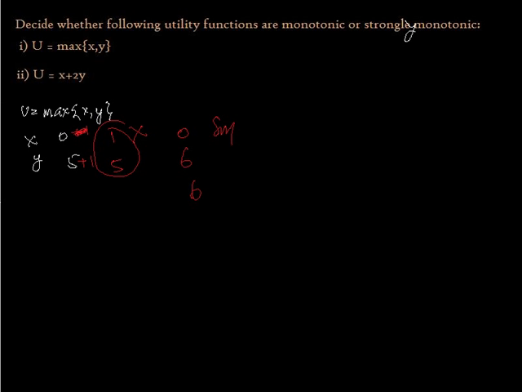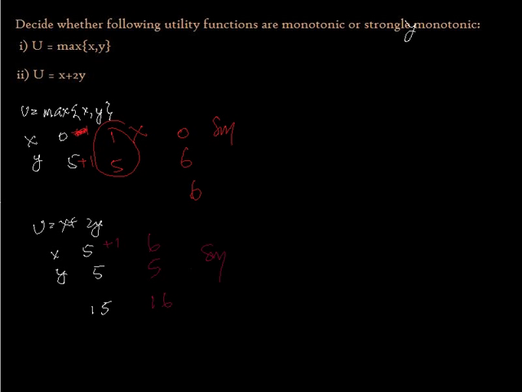Now the second case is u equal to x plus 2y. Suppose you have x equal to 5 and y equal to 5. In this case, your utility is equal to 15. Now, by increasing x by just 1, your x would now become 6, and y remains at 5. Your resultant utility is 16. So just by increasing x by 1 unit, you have been able to increase your utility. So this again is the case of strong monotonicity.